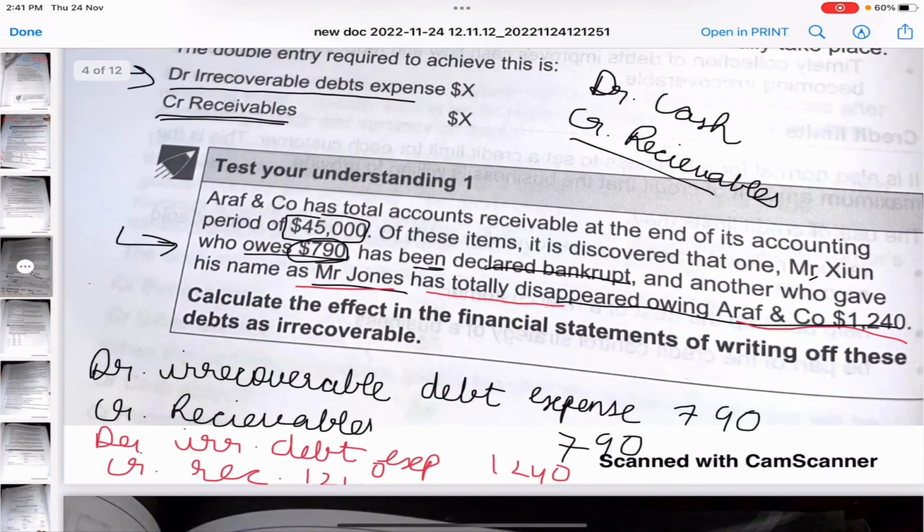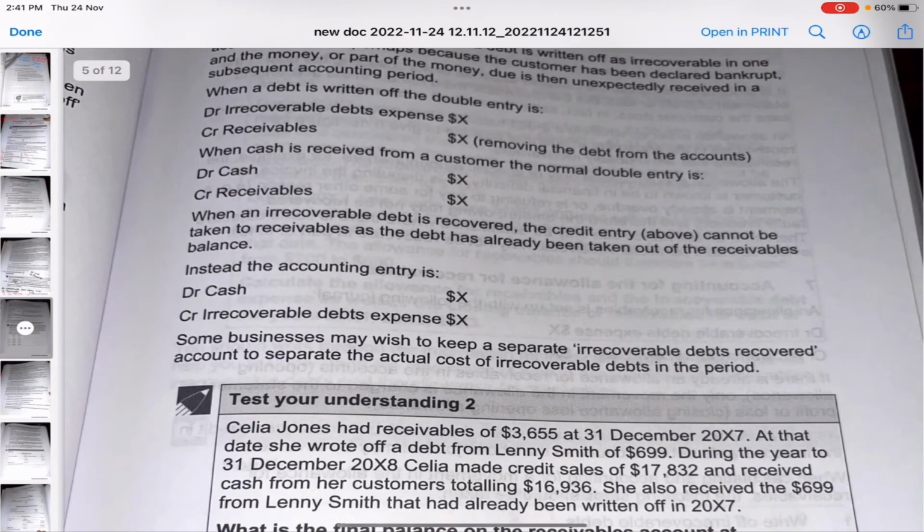That is how we write off a bad debt. How do we write off an irrecoverable debt expense? This is how we write them off. Debit the expense, credit the receivables. Debit the irrecoverable debt expense, which is like written off, and credit the receivables.